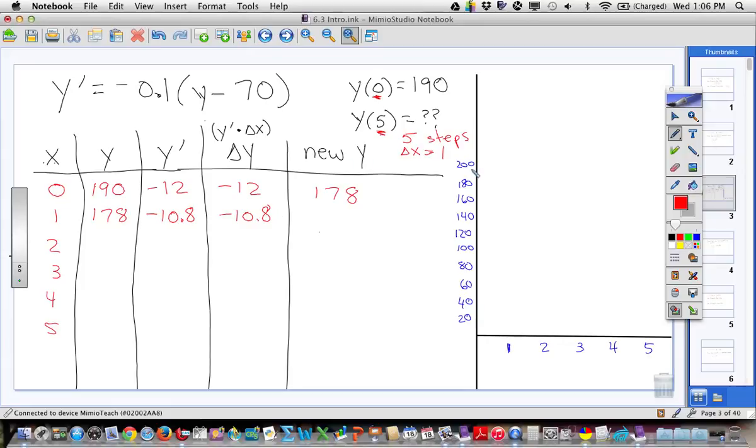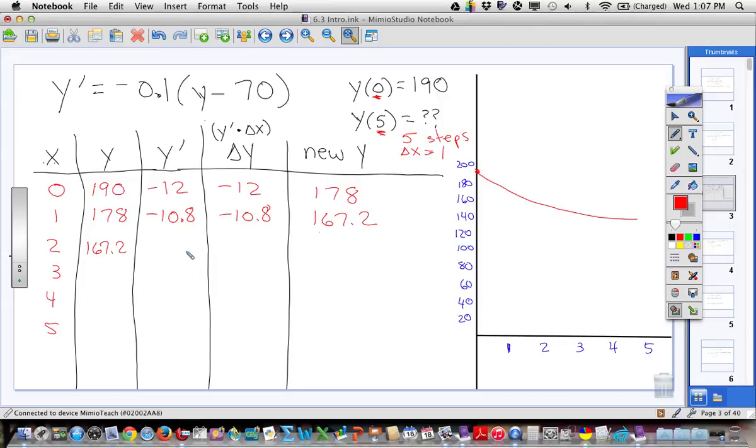If I was going to graph this, we know that it would kind of go like this, and it would start leveling off, right? Okay, so negative 10.8. So I subtract that from my old y, which was 178. I get 167.2. Let's do one more line, then we'll just fill in the rest. So now I'm at 167.2 degrees.